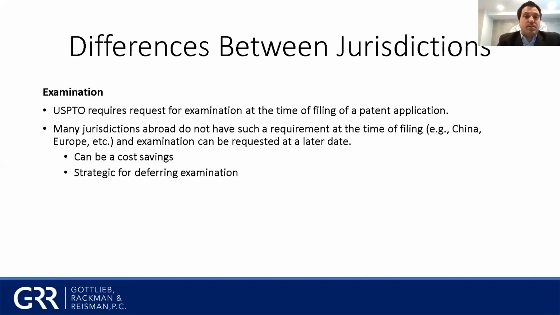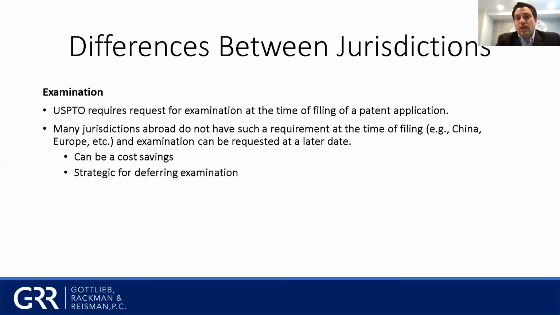So the USPTO requires examination at the time the patent application is filed. And this goes for both utility and design applications. You have to make a request and pay money for examination. Now, that doesn't mean examination happens right away. Unless you file for expedited examination, which you pay extra money for, you typically are not going to see an application examined for well over a year, probably a year and a half to 2 years. With COVID, it's been a little longer.